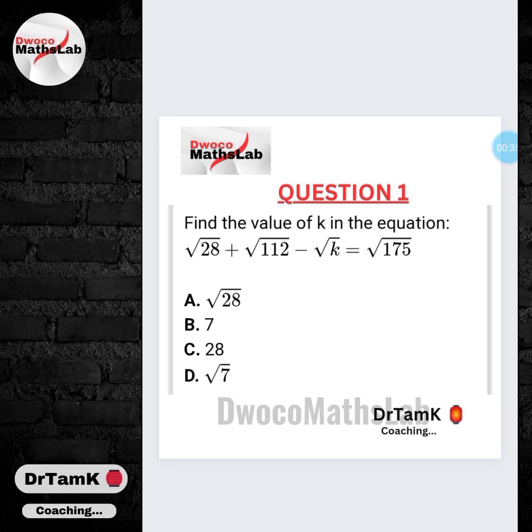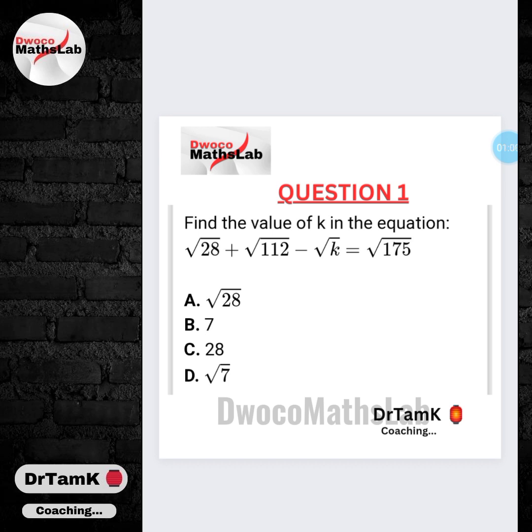Question number one says find the value of k in the equation root 28 plus root 112 minus root k equals root 175. That is what's given to us, right? Root 28 plus root 112 minus root 7 equals root 175. And the options are given to us. Option A 28, B 7, C 28, D root 7. All right, so guys, without wasting time, let's take a look at how to solve this.